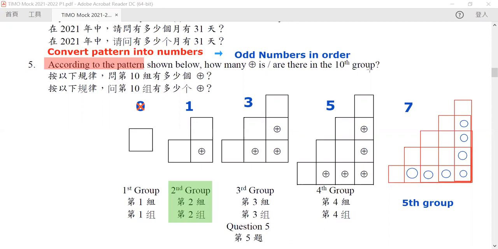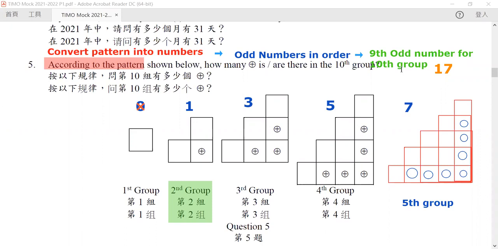the 10th odd number in our 9th group, it should be our 9th odd number for our 10th group. So it is not the 10th odd number for the 10th group, but instead it will be the 9th odd number for our 10th group. But what is that number? That number is 17. So our answer for this question is 17.